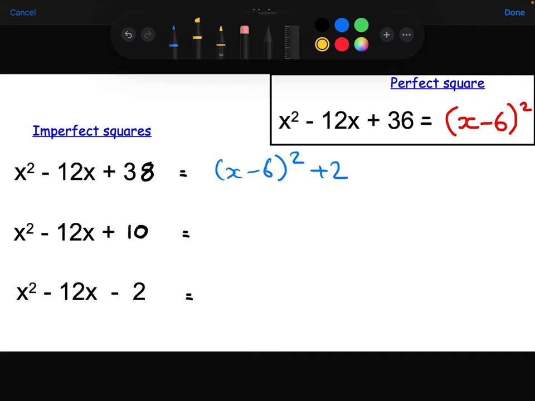Just to re-emphasise this point, the minus 6 times x is minus 6x. Double it, we get minus 12x. The minus 6 squared gives 36. Plus 2 is 38. This is me adapting the perfect square to get the imperfect square.